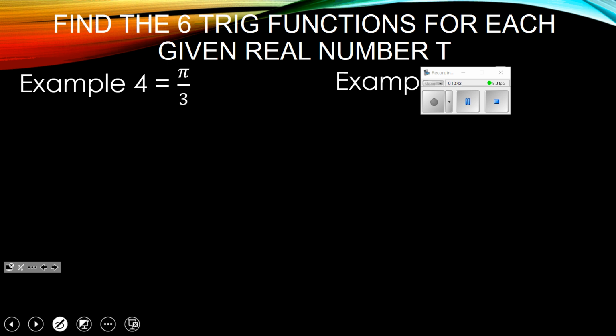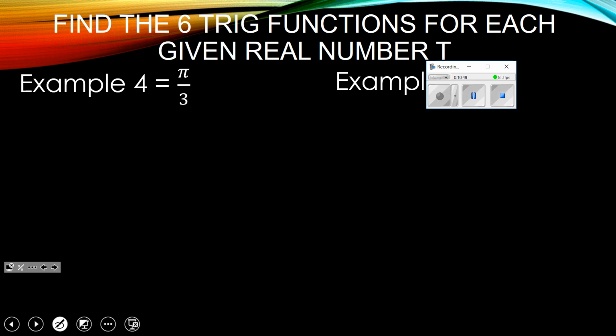So, let's look at some examples. We're going to find all 6 trig functions for pi over 3. All 6 trig functions for pi over 3. You want me to give you a second and let you fiddle with it? This is what I want you to find, and then I'm going to give you a couple seconds. I want you to find the sine, the cosine, the tangent, the cosecant, the secant, and the cotangent.